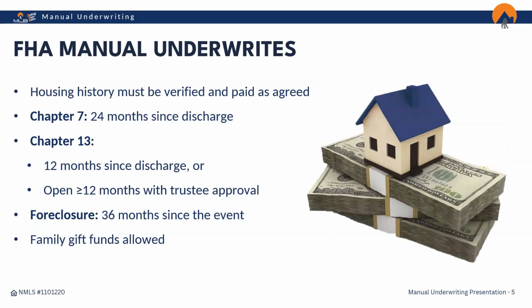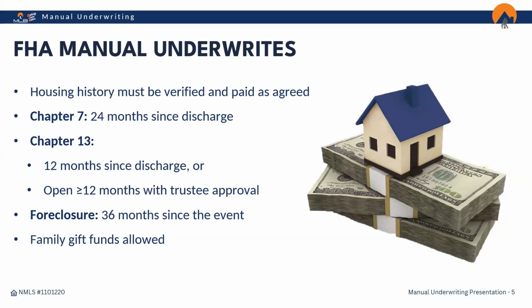Now, when it comes to this piece as well, a biggest part of FHA manual underwriting is your housing history. The underwriter has to verify that the borrower has been paying their housing obligations as agreed upon. So if the borrower is renting, we're going to need a verified rent history, which includes any of your canceled checks, bank statements, and even a verification from the landlord if necessary.